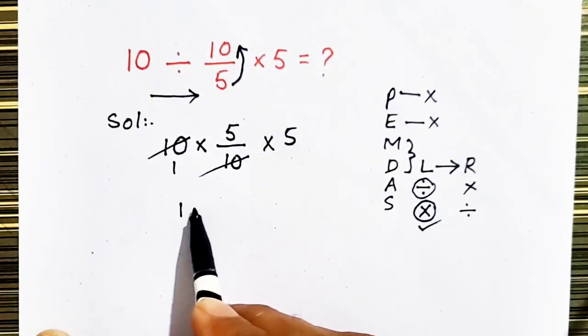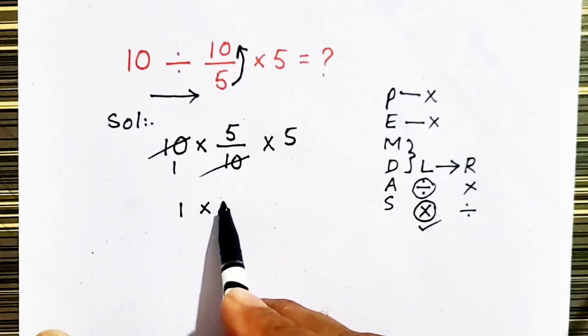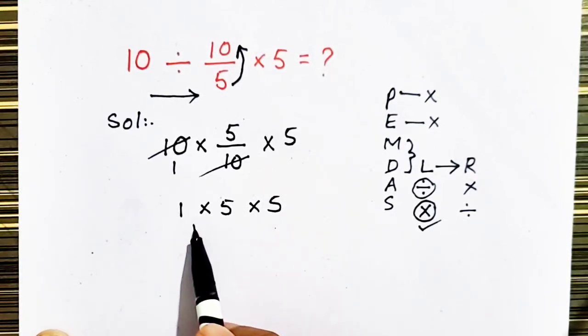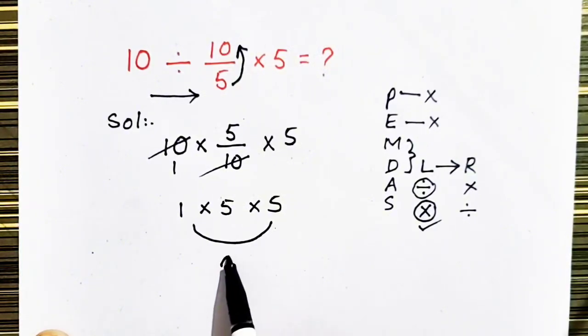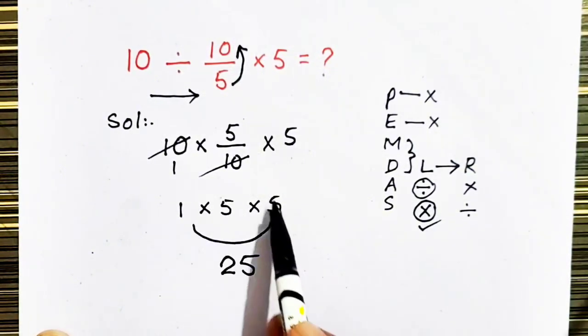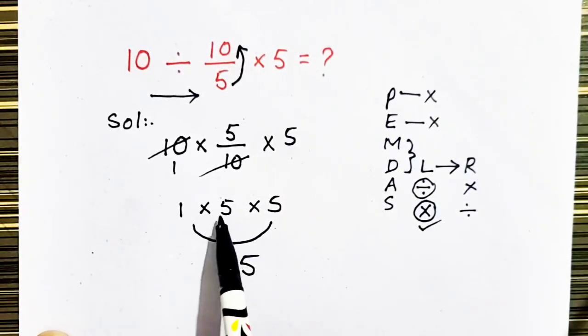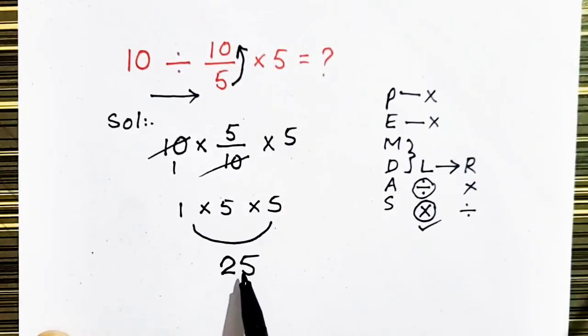So we have 1 times 5 times 5, which will be equal to 25, because it is a single term. You can separately say 1 times 5 is equal to 5, 5 times 5 will be equal to 25, by moving from left to right. So we got 2 answers.